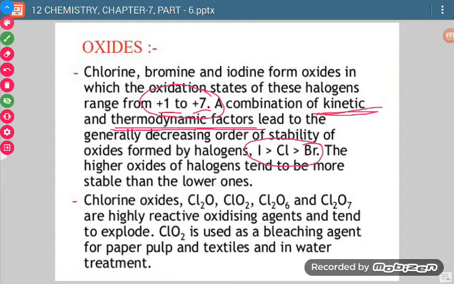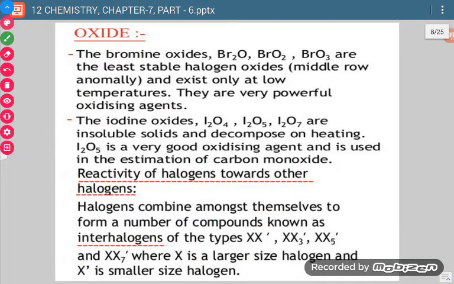Now see, chlorine also forms oxides like Cl2O, ClO2, Cl2O6, Cl2O7, and these are highly reactive oxidizing agents. They tend to explode. ClO2 is a bleaching agent. Where is it used? In the paper industry, in the textile industry, and since it is a bleaching agent, for treatment of water also it is used. So these are the oxides of chlorine.